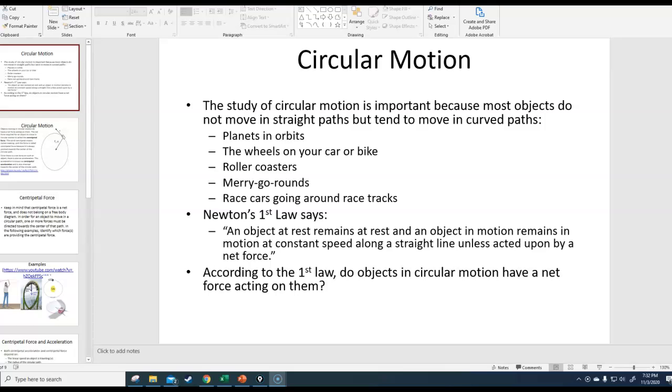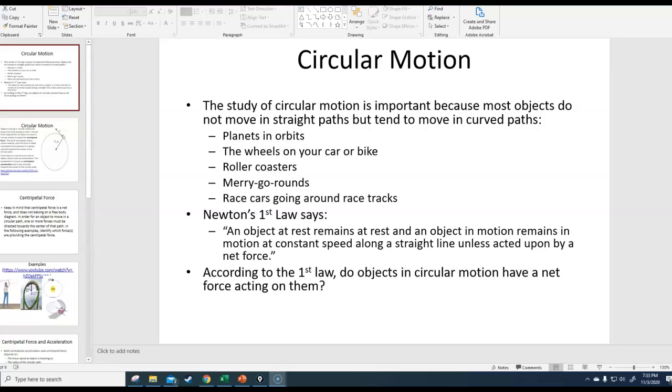Okay, so in this video we're going to continue talking about circular motion, and we're going to get to the main part of this unit, which has to do with what's called centripetal force and centripetal acceleration. Remember, this unit has to do with circular motion. The purpose of this unit is that a lot of objects don't move in straight lines, but they tend to move in curved paths or circular types of paths.